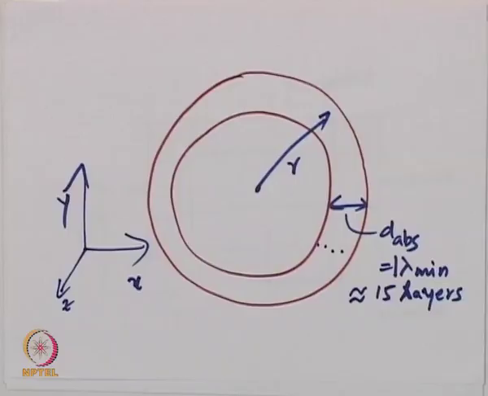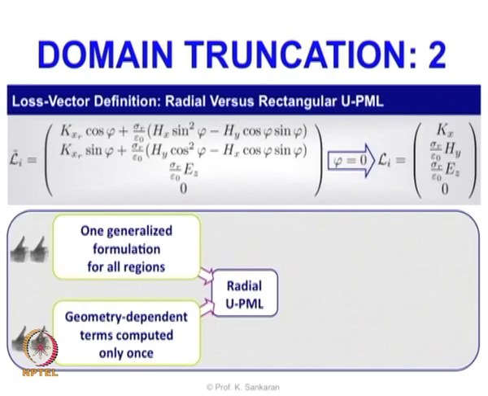That being the case, we are able to formulate it in a much easier manner, and as advantages, we get one generalized formulation for all regions, and geometry dependent terms are computed only once. Most of the geometry dependent terms are the values of this phi, some of the material parameters, and also the volume and the edge length. We compute all of these only once.